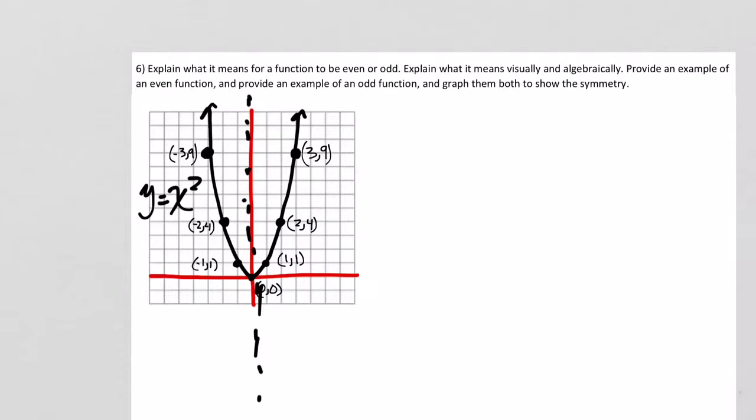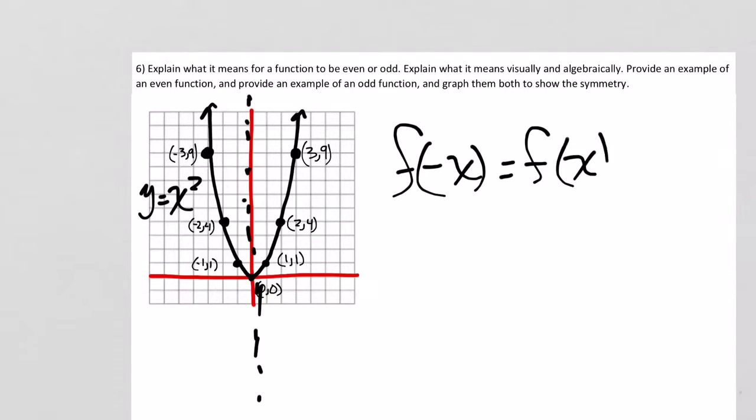The algebraic definition of an even function is f of negative x equals f of x. Well, what does that mean? That means throwing a negative in front of whatever x value I have is not going to change what my y value will be. The x value of 1 has the same y value as the x value of negative 1. Those points right there. That's what I said a moment ago. Negative 2 and positive 2, negative 3 and positive 3. And that is true for every single point on that graph.